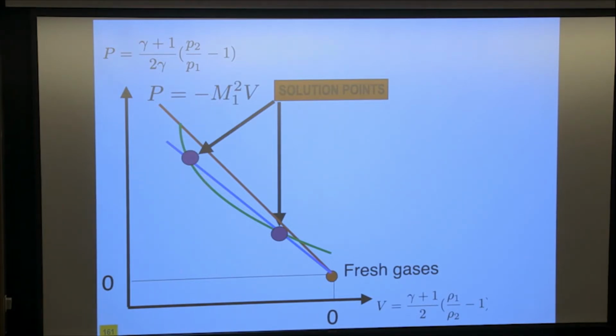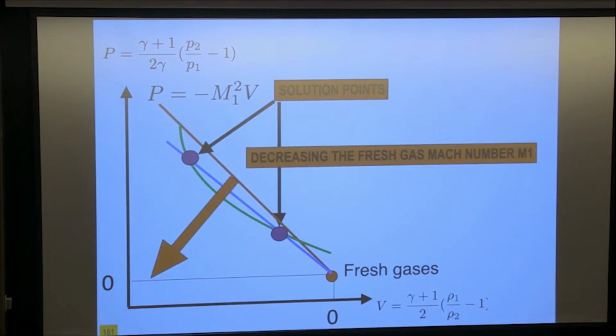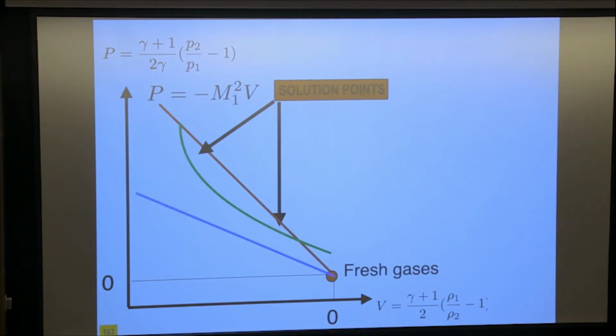If M1 is too small, there will be no solutions. And we need M1 to be at least such that we have an intersection. So when you decrease M1, you go this way, and if you decrease it too much, there is no solution to your problem. So typically, if you have a slope like this here, there cannot be any detonation. So you see, right away, before doing anything else, you can say a detonation has a minimum speed. If you go slowly, it's not for detonation. If you go fast, more interesting.